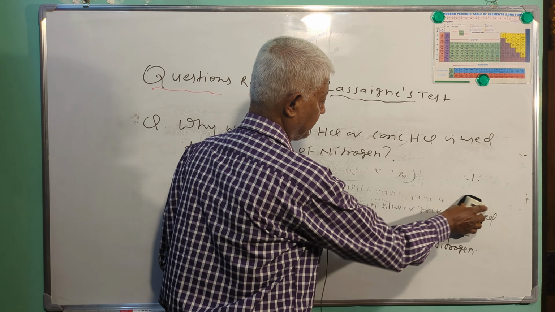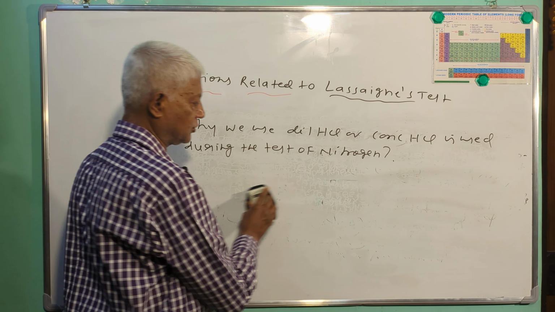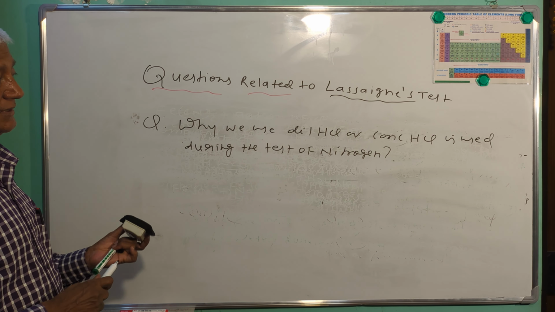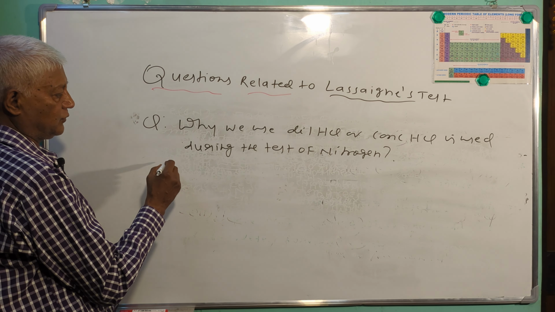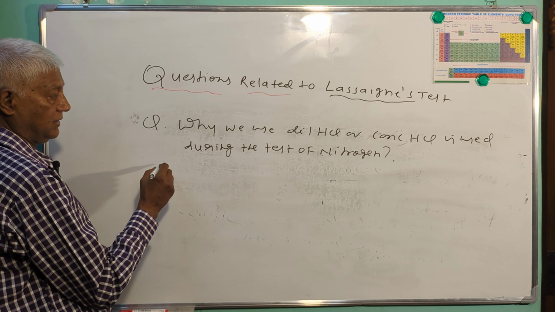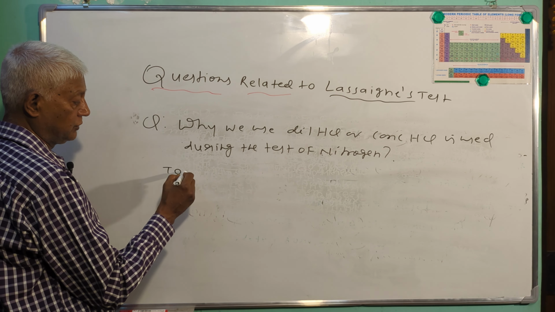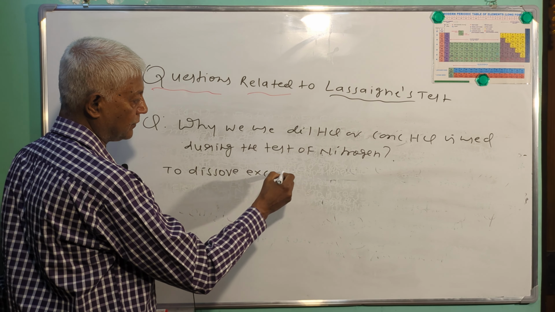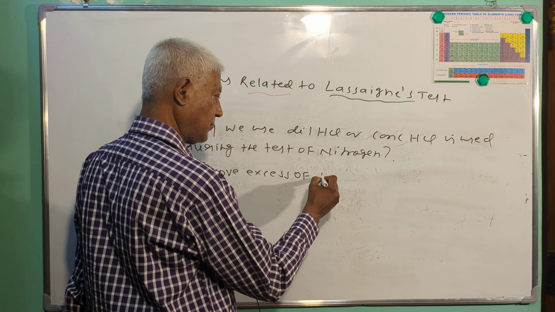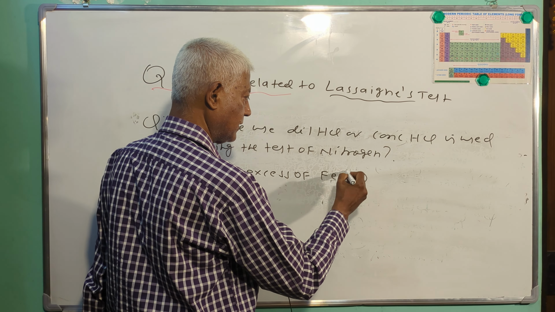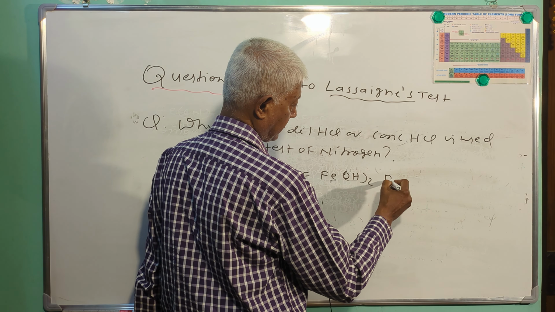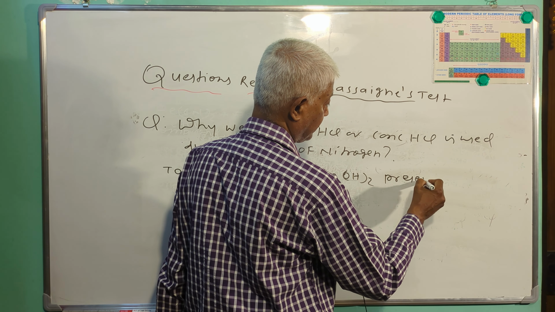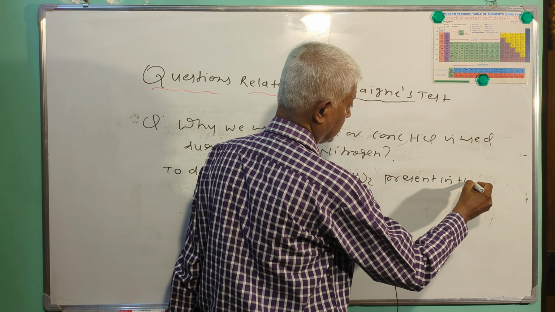Sometimes this is asked in viva, also in practical. In practical we also have some questions like this. Why do you use HCl? It is used to dissolve excess ferrous hydroxide present in the reaction.